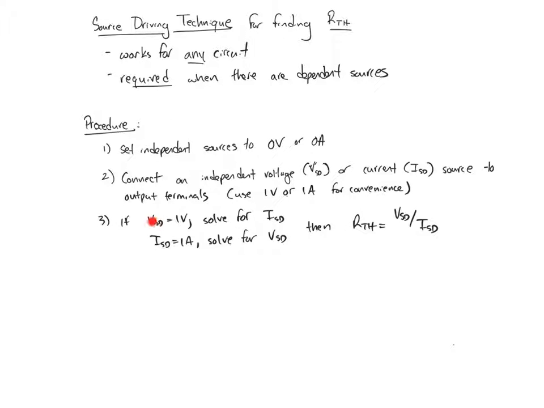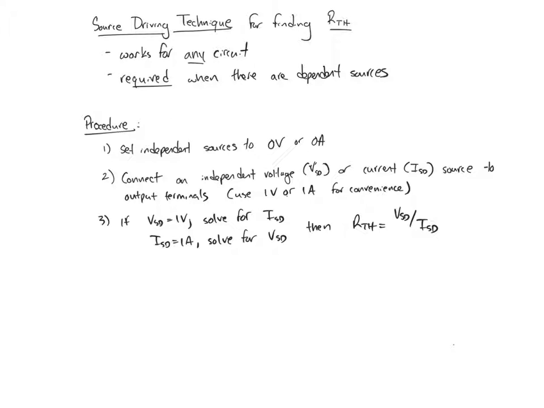Then if we're applying a voltage source to the output, we're going to solve for the current drawn from that voltage source. If we apply a current source to the output, we're going to solve for the voltage dropped across that current source. In either case, the equivalent resistance is then given as the voltage divided by the current.